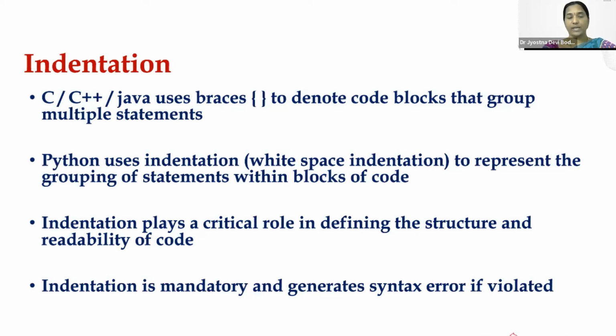What indentation is, how it is mandatory, and how we can use it as part of our program, we'll see now. So what is indentation? In C, C++ or Java, to indicate a block of code, we enclose multiple statements, or even a single statement, within curly braces to group them together. We call these flower braces or curly braces.